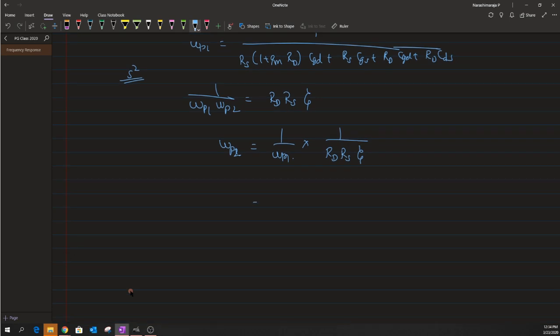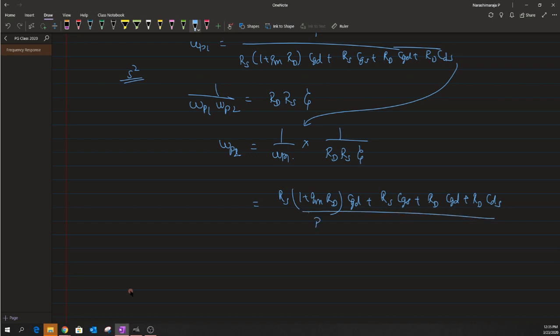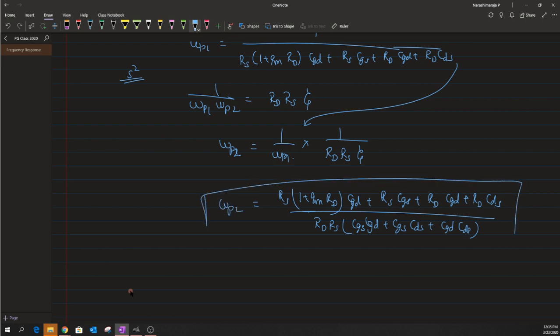So again, substituting back this omega p1 value here, you would have Rs. It's a whole lengthy expression, but I'll just write down only the final expression of it, divided by this Rd, Rs combination along with the total combination of CGS and CGD: CGS with CDS and then CGD with CDS. So this is what I have for the expression of omega p2.